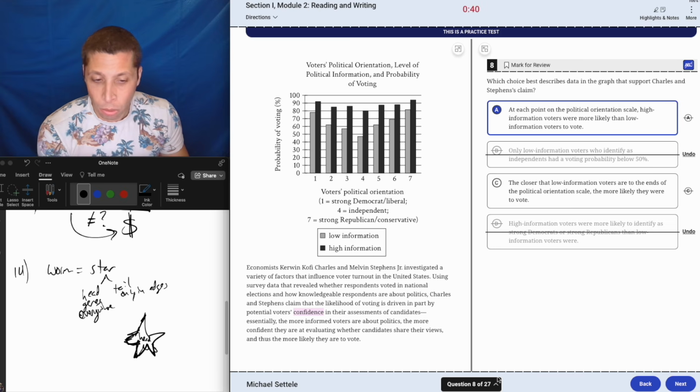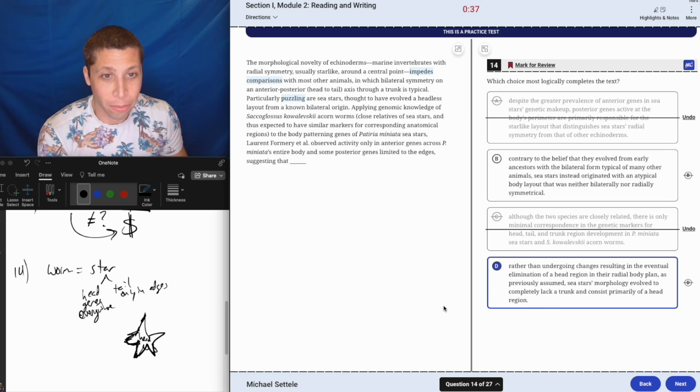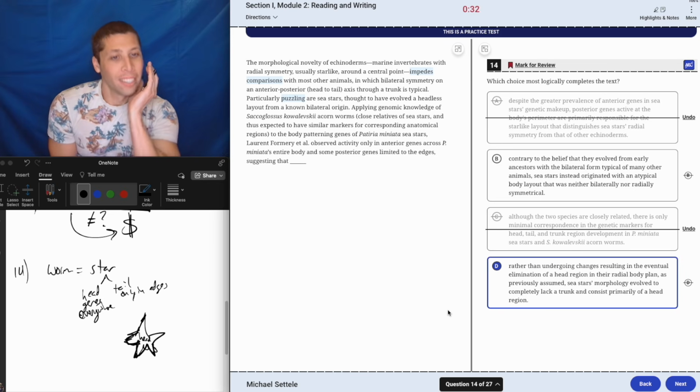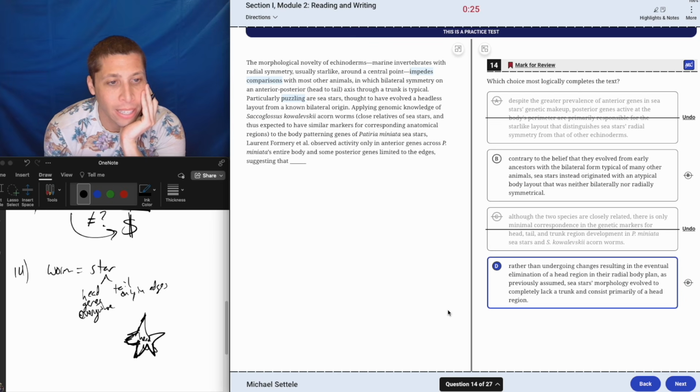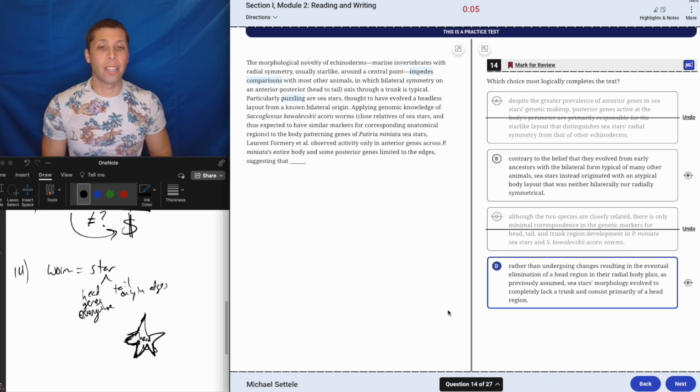Yes. Oof. I already forgot the one I wanted to go back to. It was this one, right? It's this thing. Contrary to the belief that they evolved from earlier ancestors within the bilateral form, typical of many other animals, sea stars instead originate with an atypical body layout. But how would we know that? Right? It's puzzling. Yeah, it was thought that they'd have a headless layout, but they maybe don't. This is tough. This is tough.